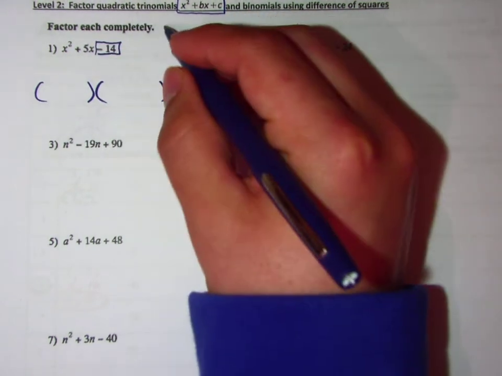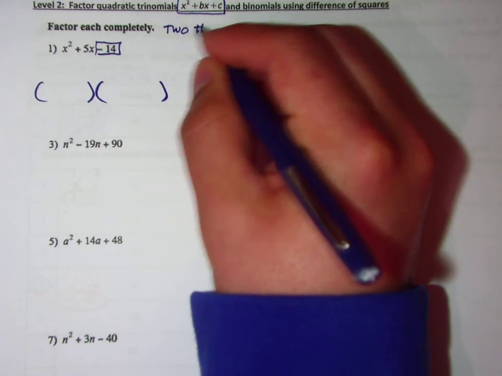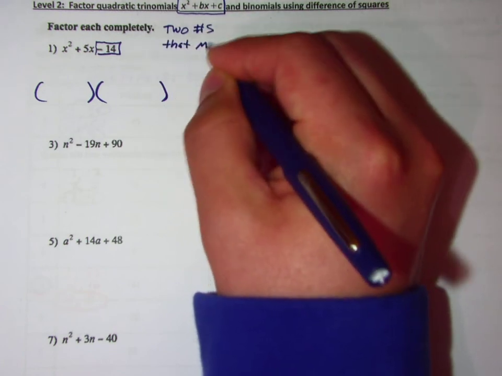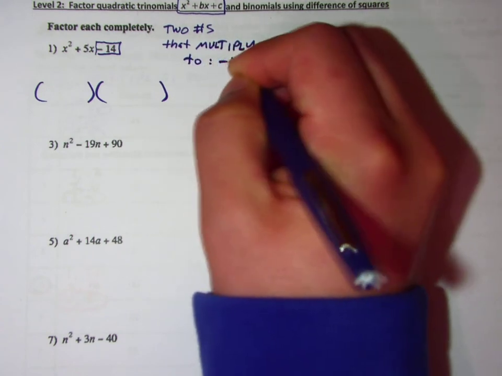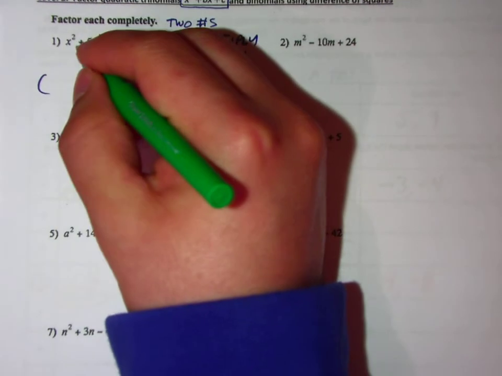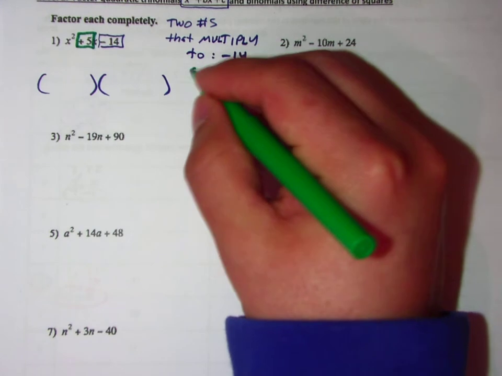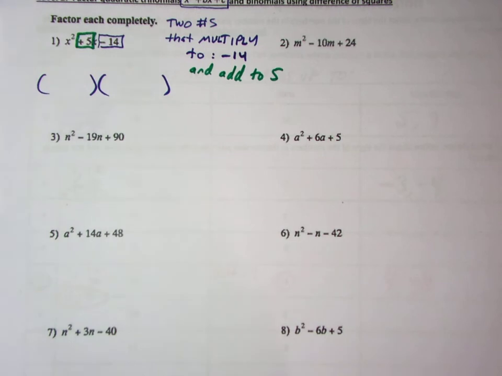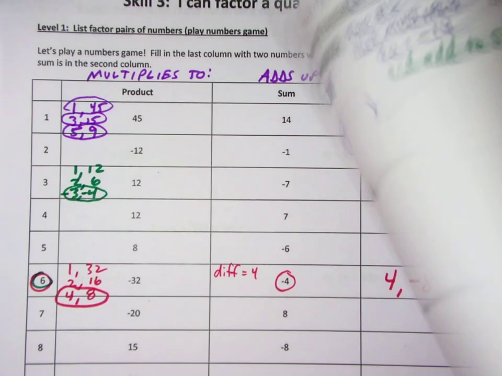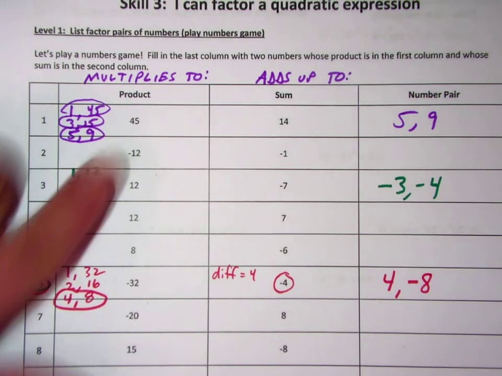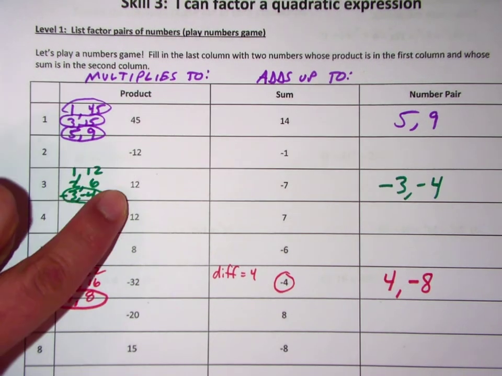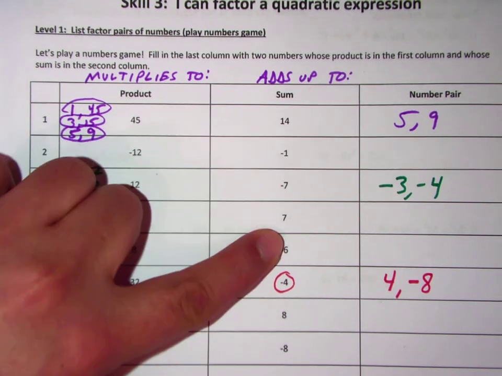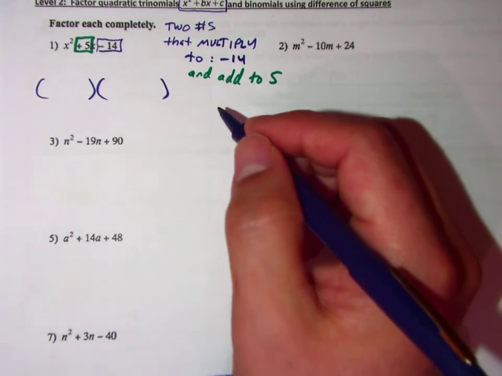Okay, so we want to find two numbers or a pair that multiply to negative 14, but now add up to positive 5. Okay, so it's essentially what we did in the previous lesson, where you're trying to find a pair of numbers that multiply to a certain number that have a sum of something else. Okay, and so we've done that. And so now you can kind of see how this is going to work.